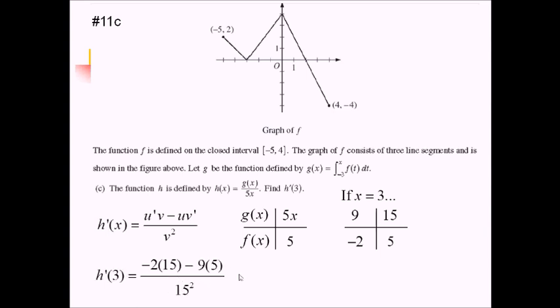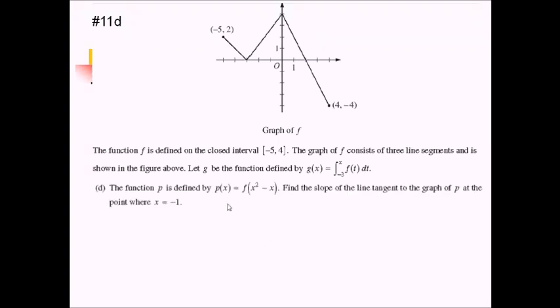And we actually don't need to simplify this at all, but we can if we want to. But you do so at your own risk, because if you mess up simplifying it, you lose a point. So just going through here, this is going to be, let's see, -30 minus 45, so -75 over 225. And that ends up reducing by, let's see, 75s actually, to -1/3.